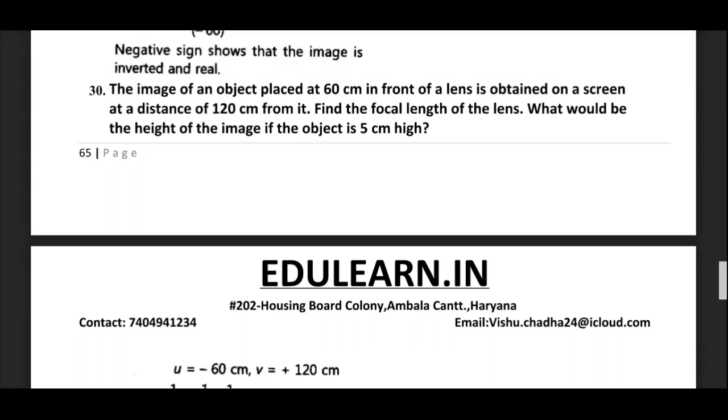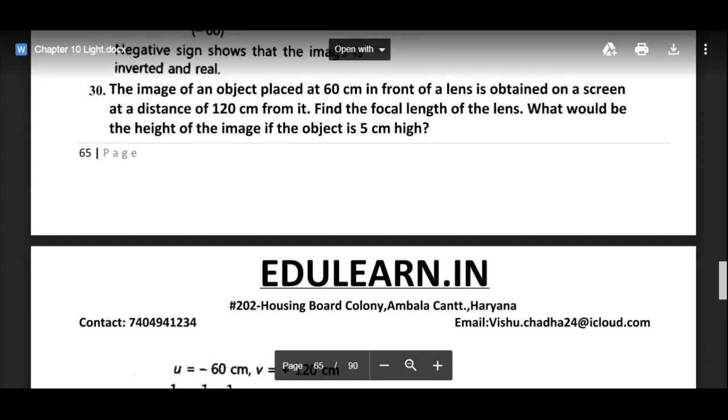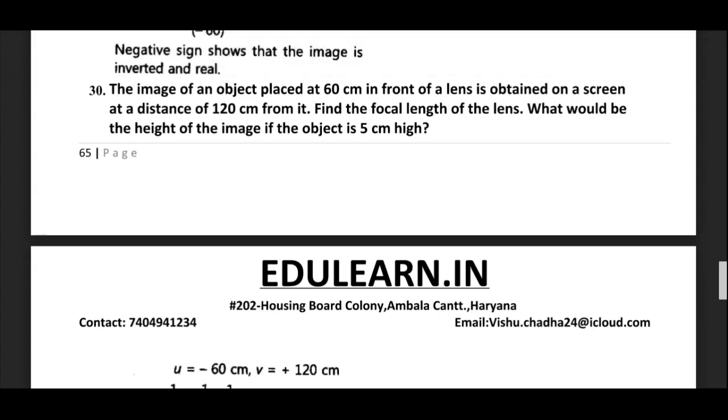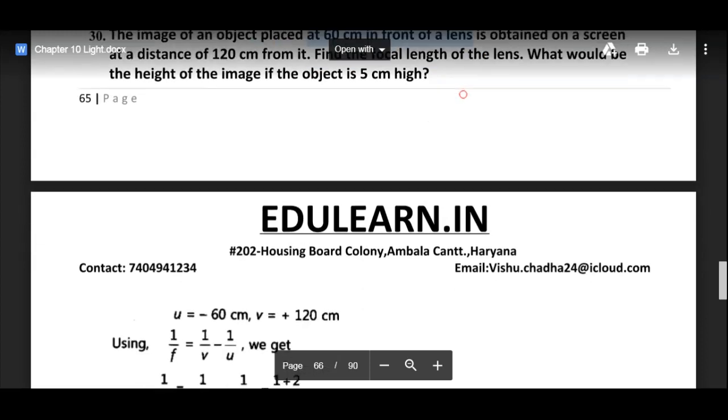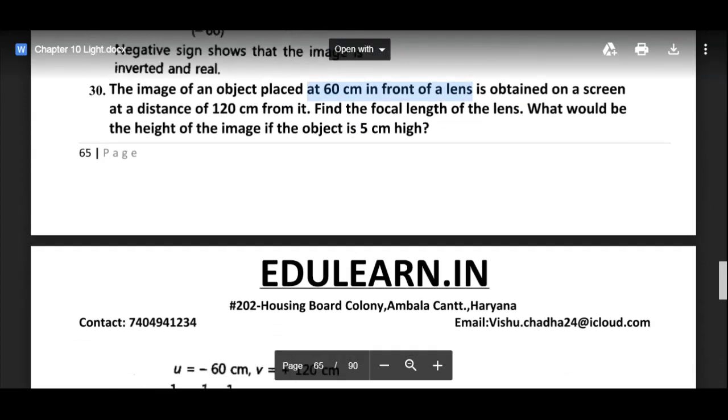The image of the object placed at 60 cm in front of a lens is obtained on a screen at a distance of 120 cm from it. Find the focal length of the lens. What would be the height of the image if the object is 5 cm high? So the object is placed at 60 cm, that is u they are giving you. Just focus on this. Don't take it like the image is lying there. The object is lying at 60 centimeter, right?